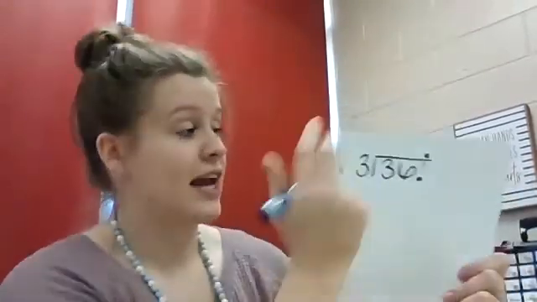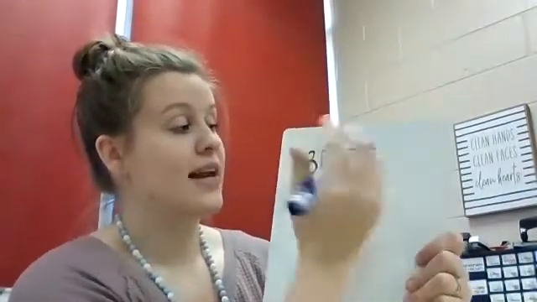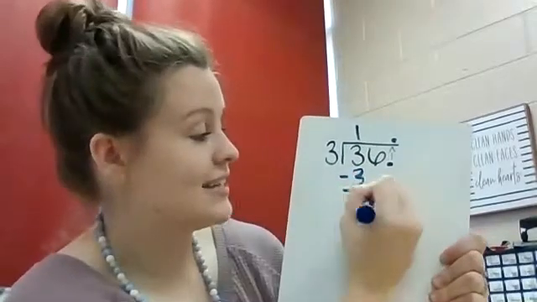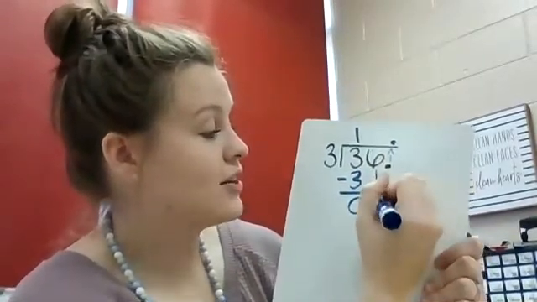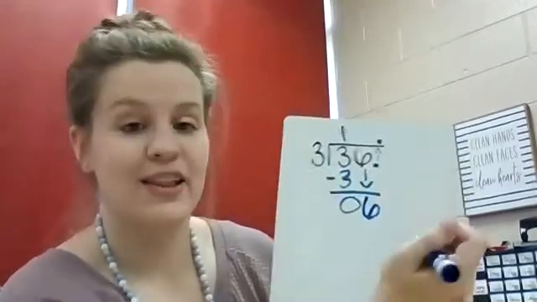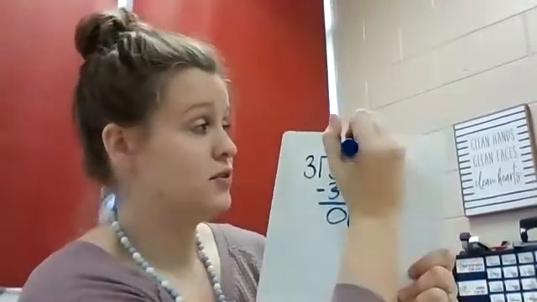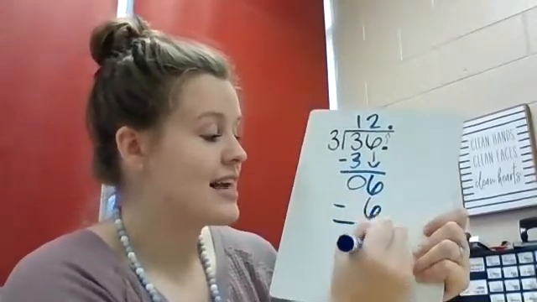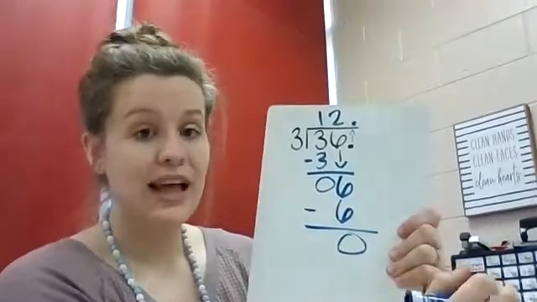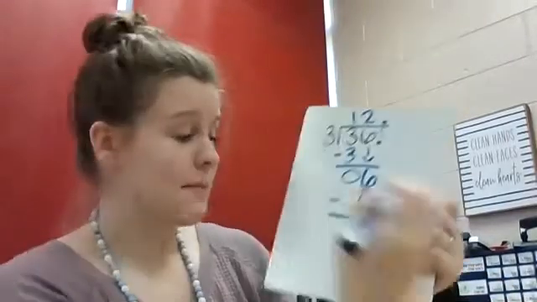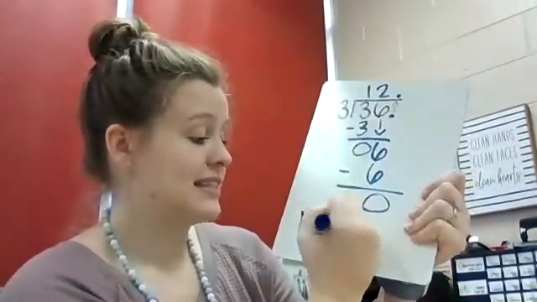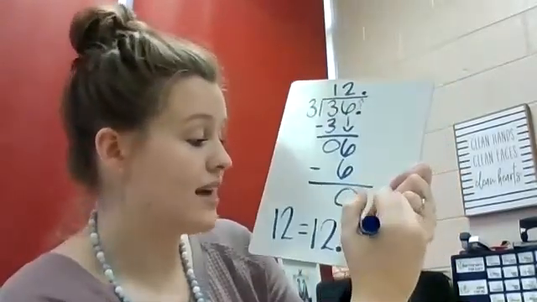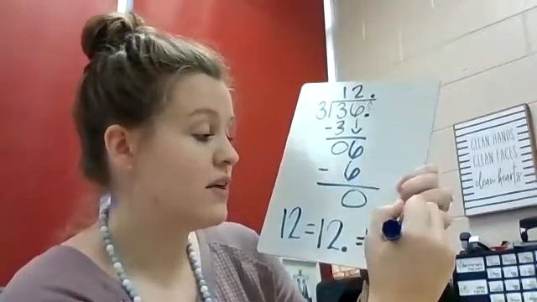3 divided by 3 is 1. 1 times 3 is 3. 3 minus 3 is 0. You bring down your 6. 6 divided by 3 is 2, so your 2 goes up top. 2 times 3 is 6. You subtract and get 0. You can put that decimal there. You don't have to, because 12 is the same thing or is equal to 12 point or 12 dot, which is also equal to 12.0.